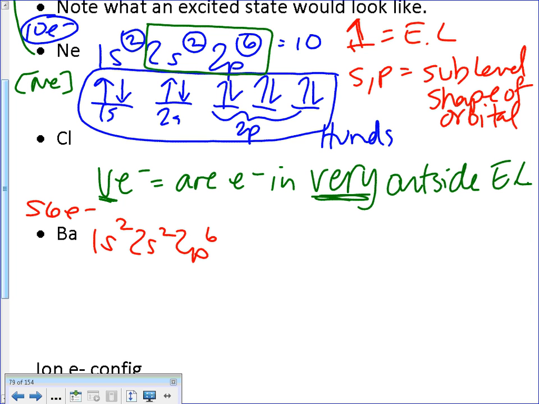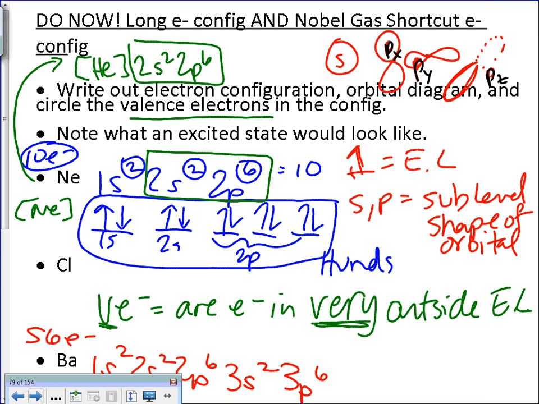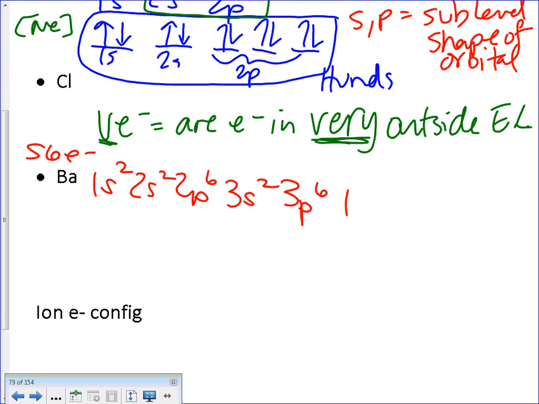Now we jump down to 3s2. Good. 3p6. And who are we at now? Argon, right. So we've gone all the way through 1s2, 2s2, 2p6, 3s2, 3p6. We're at argon. Now we're going to get down here. Keep going. 4s2. Good. So right here is where you're in the fourth energy level.